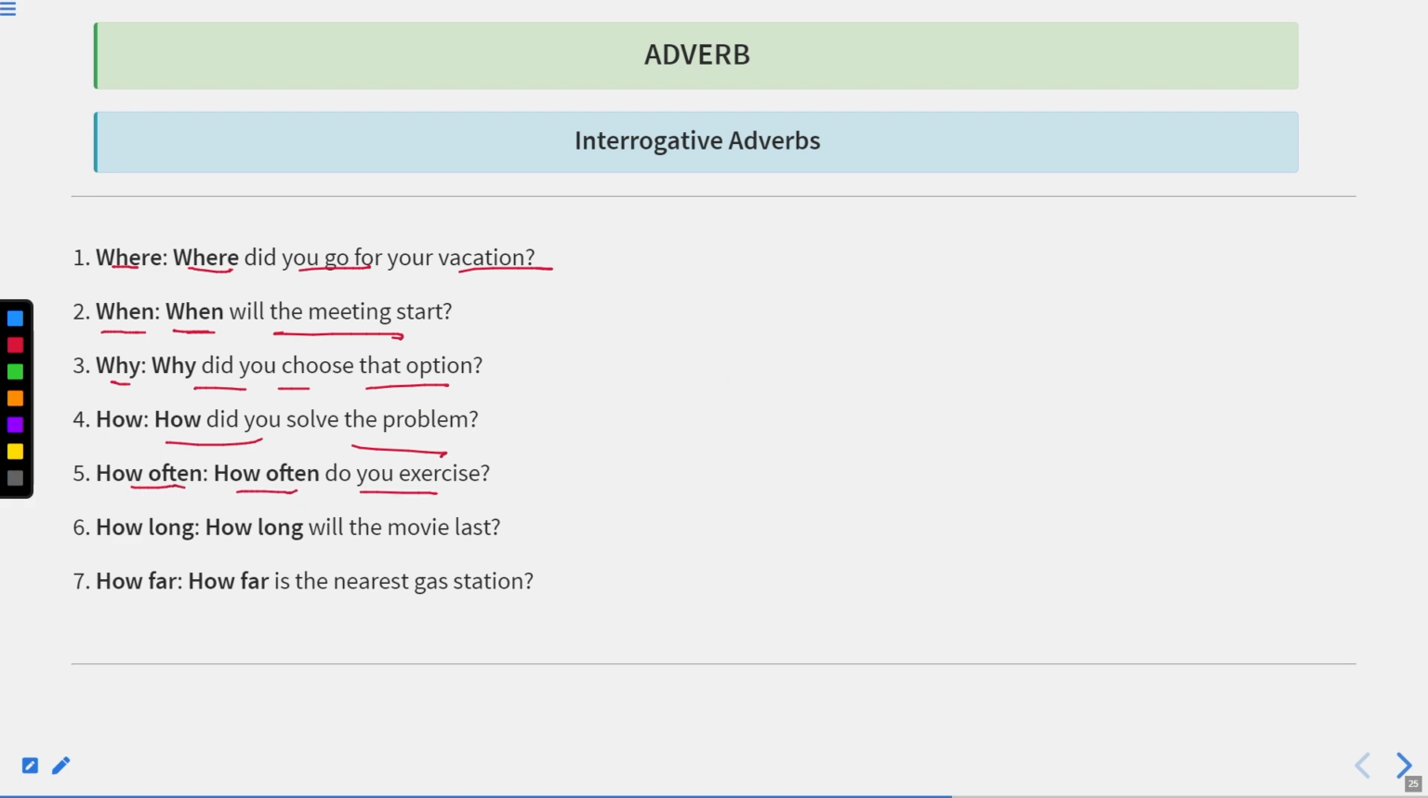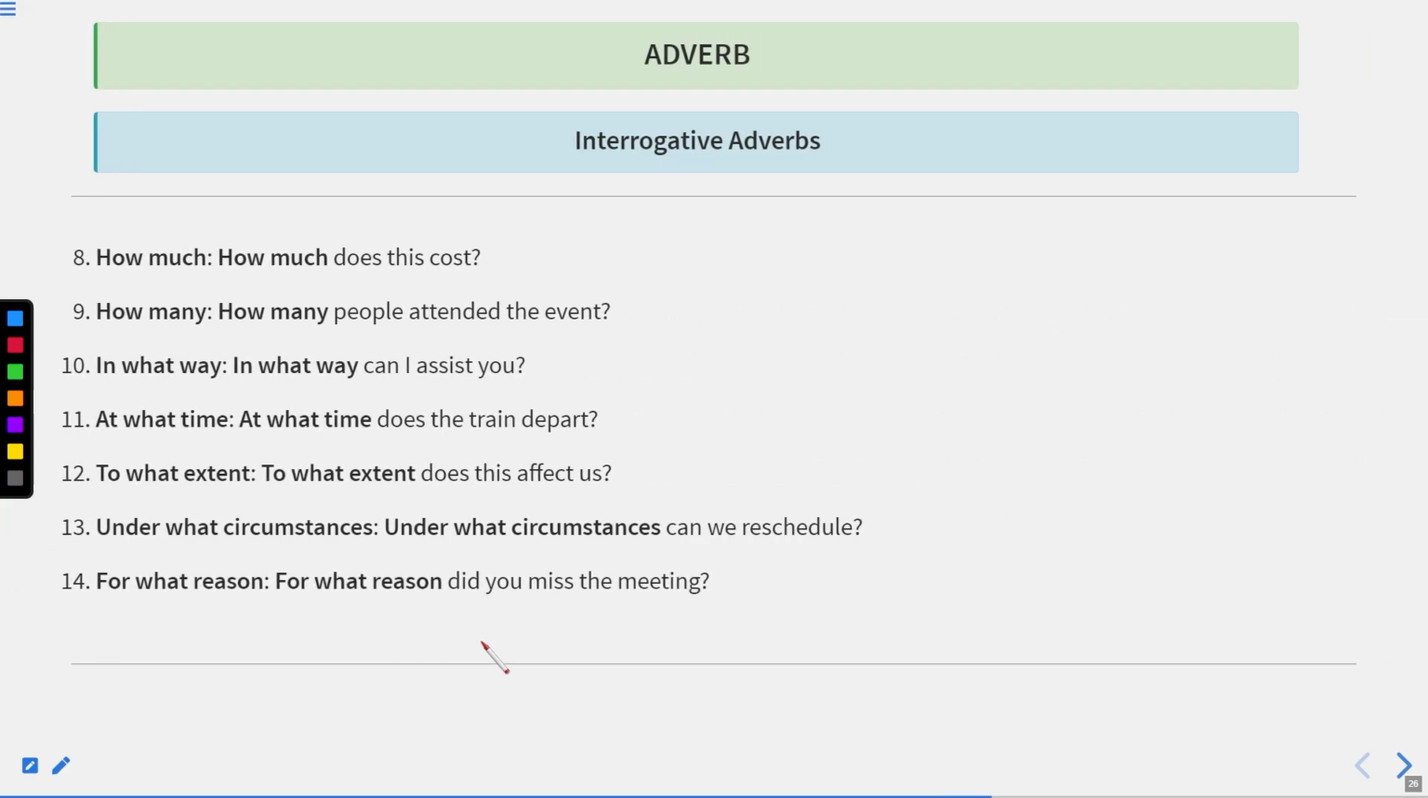How often do you exercise? So how often asks us the frequency. How long will the movie last? So how long is also the time duration. How far is the nearest gas station? So how far shows the place, or to what extent the place is left. Now, how much does this cost? It means the cost of this product is of what price. Okay, how many people attended the event?